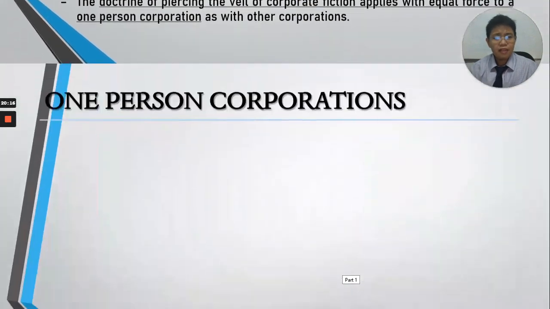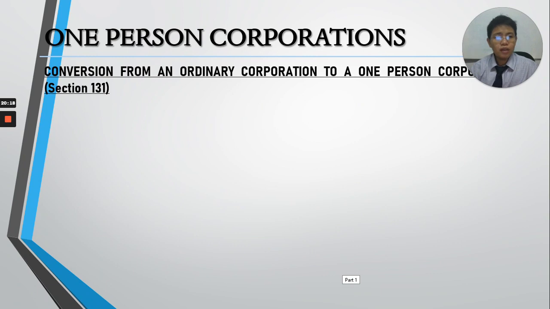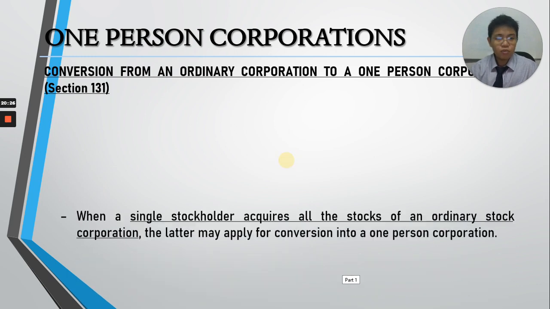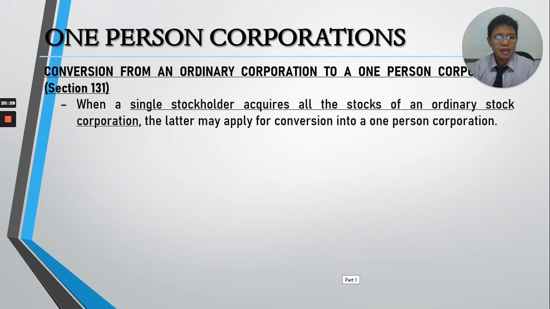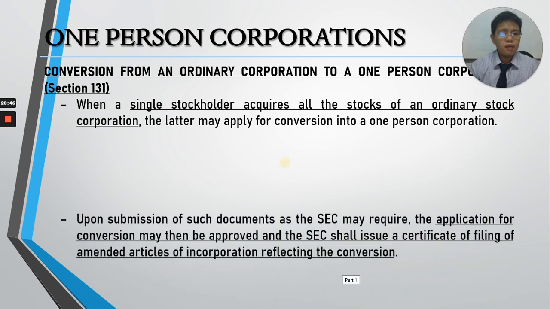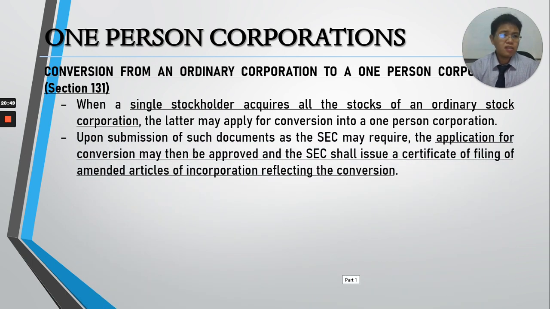sufficiently funded. What else? Can you convert an ordinary corporation to a one-person corporation? The answer under section 131 is yes, pwede. So, usually this will happen when one stockholder acquires all the shares of stock in an ordinary corporation. Total, sa akin naman na lahat ng shares of stock, tas mag-isa na lang ako, edi mag-apply na lang ako, mag-convert na lang ako into a one-person corporation. Because remember, a regular stock corporation, at least 2, yun ang sabi ng law.